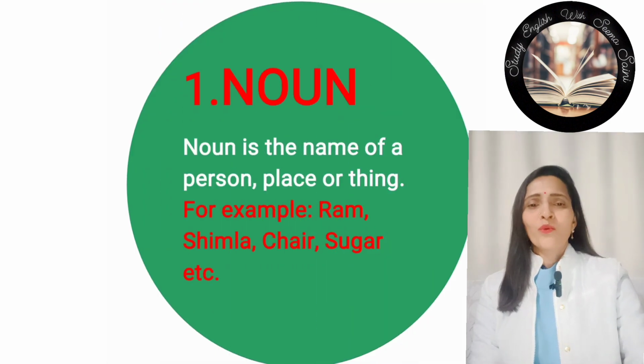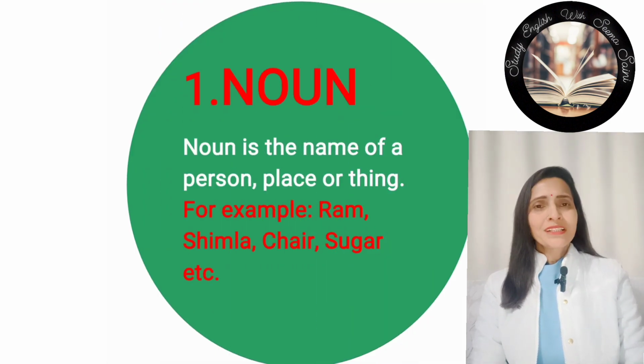Type 1, noun. All naming words are nouns. A noun is the name of a person, place or thing. For example, Ram, Shimla, chair, sugar, etc.